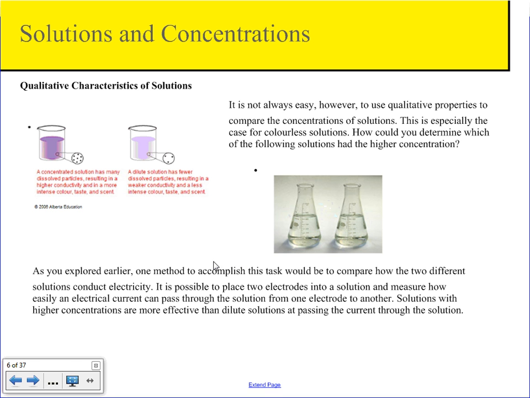But as we explored earlier, one method to accomplish this task would be to compare how the two solutions conduct electricity. It is possible to place two electrodes into a solution and measure how easily an electrical current can pass through the solution from one electrode to another. Solutions with higher concentrations are more effective than dilute solutions at passing the current through the solution.